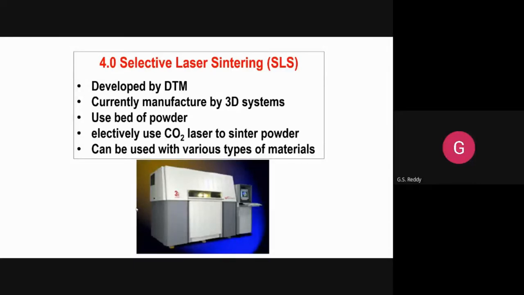The purpose was probably to show the equipment: selective laser sintering, developed by the DTM company and currently manufactured by 3D Systems. It selectively uses a CO2 laser to sinter powder, and can be used with various types of materials. We never had industrial CO2 or YAG lasers of 5 kilowatt or 3 kilowatt. We never had the 5-axis table at all. So even if somebody was given a laser in 1960, without the 5-axis table you cannot use the tool. You need to hold the workpiece on the 5-axis table and then program it so that you can do precision welding and things like that.